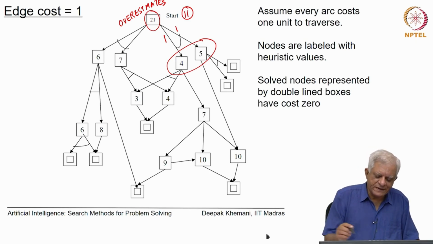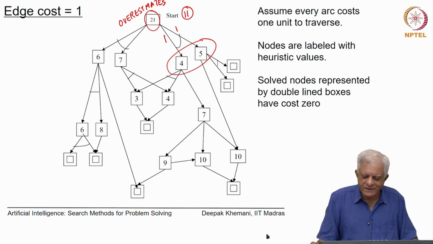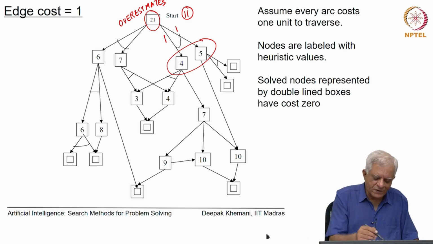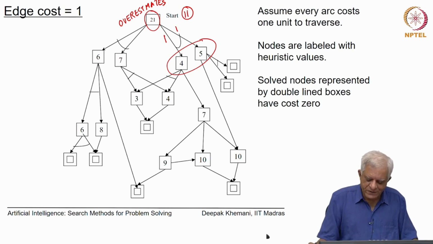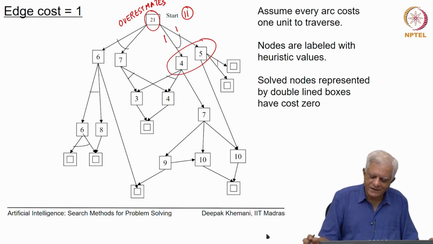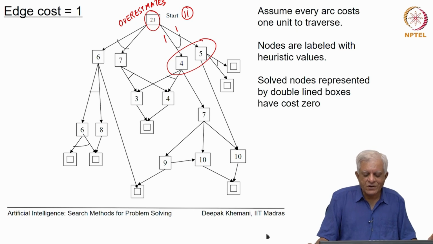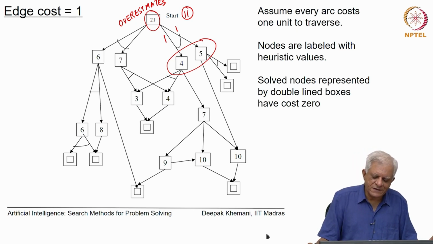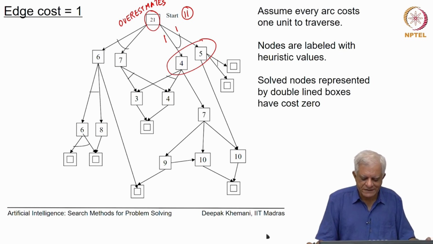So, here in this example we will assume that every arc cost is 1, all the internal nodes are labeled with heuristic values, and solved nodes are represented by double line squares, and we will assume for the sake of argument that the cost of solving the primitive nodes is 0. So, the only cost is associated with the edge cost, which is how much transformation you do before you reach a set of solved nodes essentially.